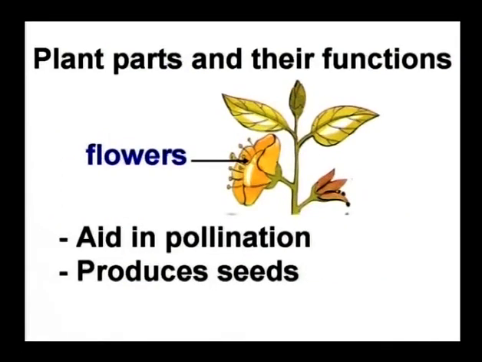Next one, flowers. What is the function of flowers? They assist in pollination. Another word for aid is assist. Assist in pollination and produce seeds. Now you can see for some of the plants, they produce flowers, and the flowers fall. As a result of that, you have fruit, and inside the fruit, you get seeds.